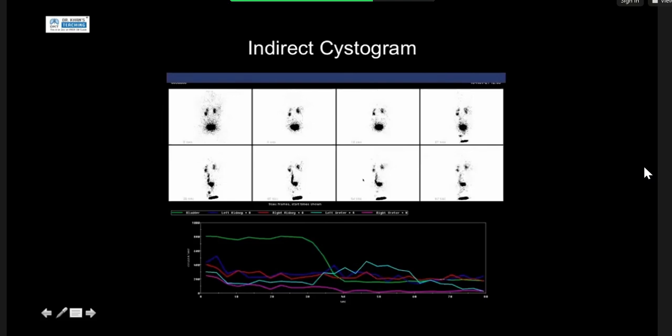reflux. So here we see the left kidney, and here you can see this column of radioisotope as the bladder is emptying. So you can see the isotope within the bladder is reduced, and that shows you that there's reflux into that left kidney. So this is just an example of an indirect cystogram. This can only be performed in a child that is toilet trained. So if a child is not able to wee on command, you can't perform this. So it tends to be done in older children as a less invasive way of looking for reflux.